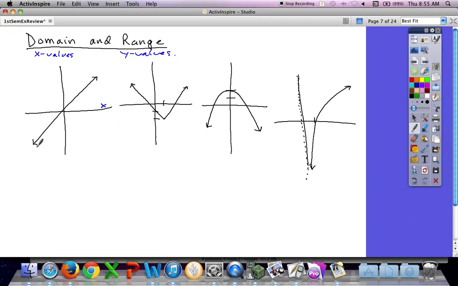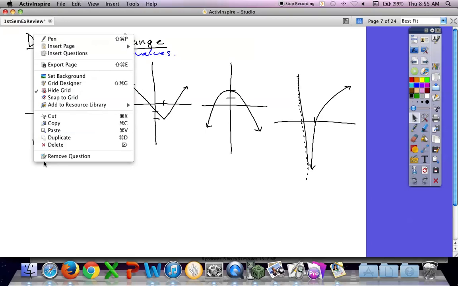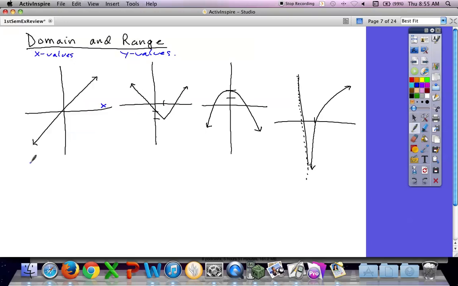And in the case of a straight line like this, these lines go on forever to the left and to the right. So you would say all real numbers. Whenever you see that kind of thing, you say all real numbers. So to the left and to the right, meaning in the X direction, since it's going infinitely to the right, infinitely to the left, domain is all reals.